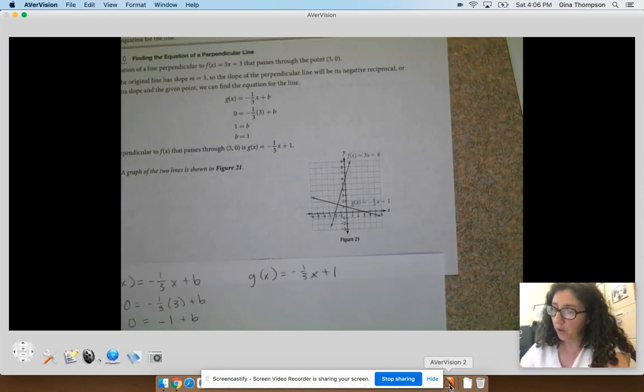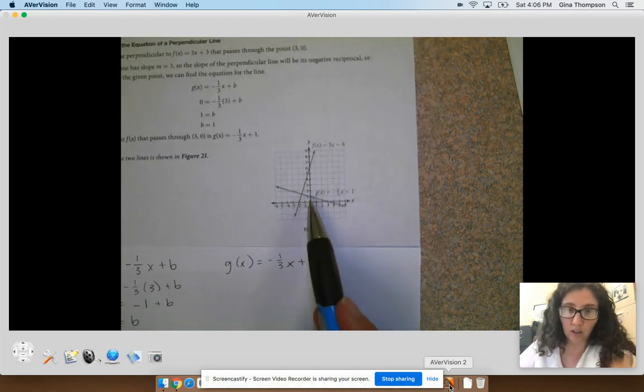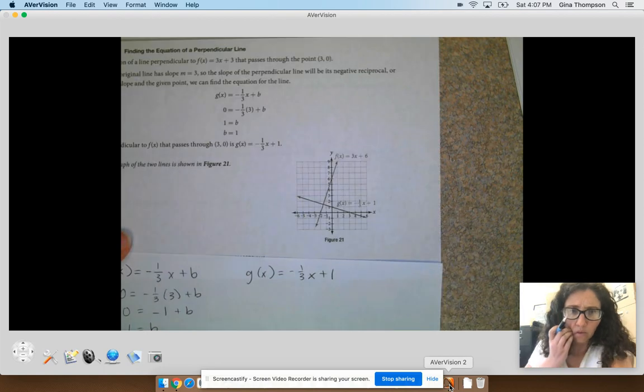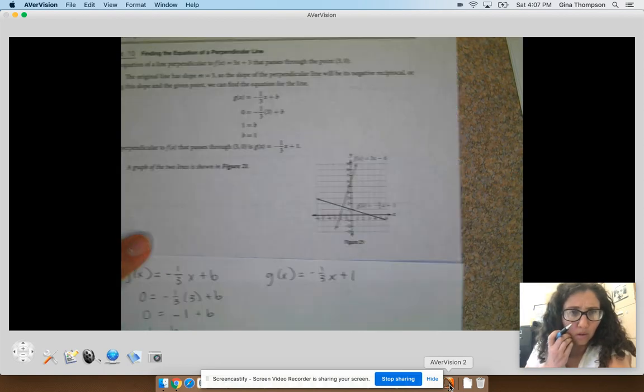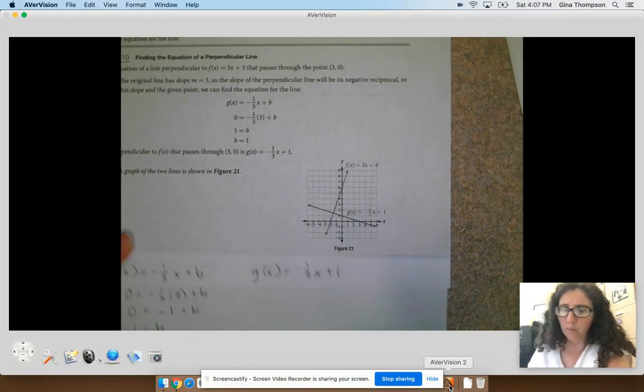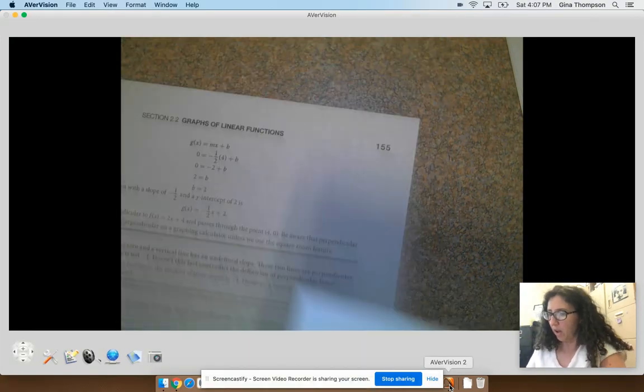And here's what the graph of that looks like. Oh, wait. Those are different equations. Okay, never mind. Ignore that.